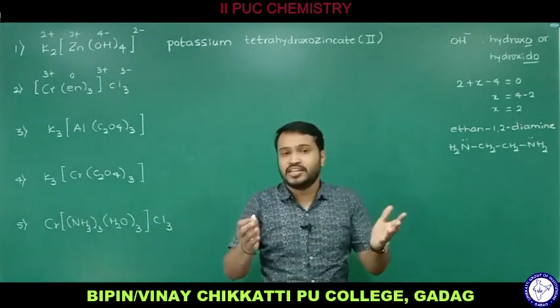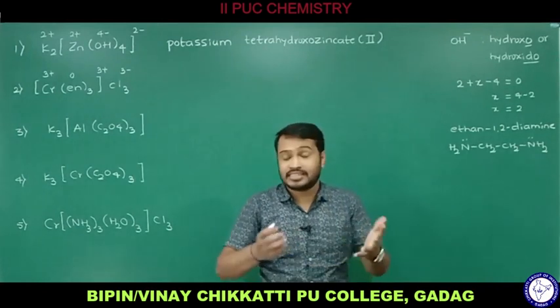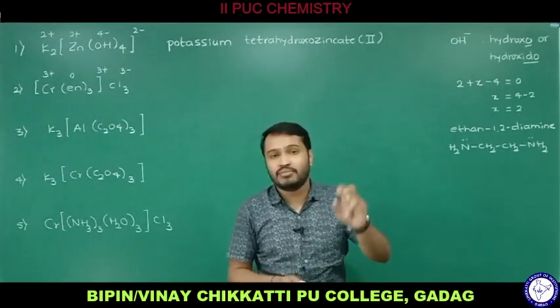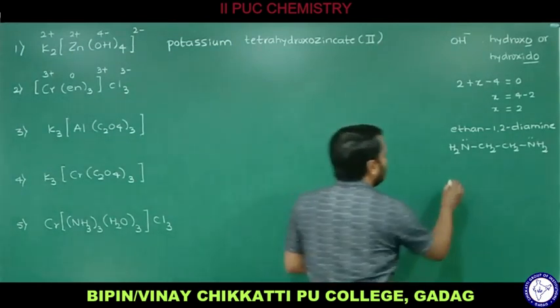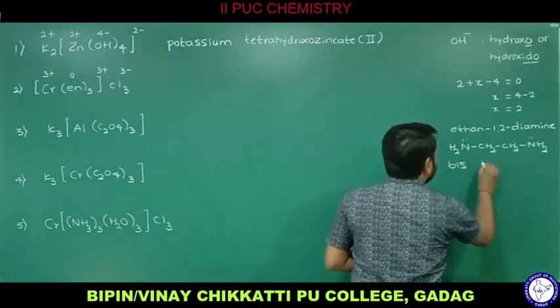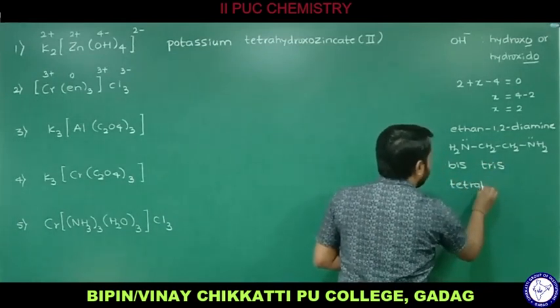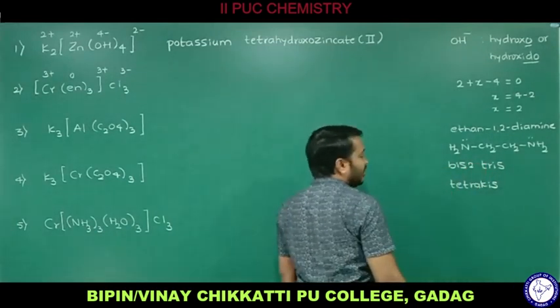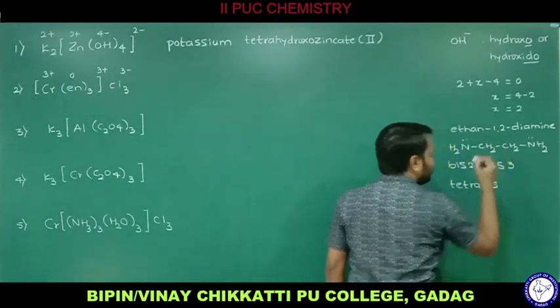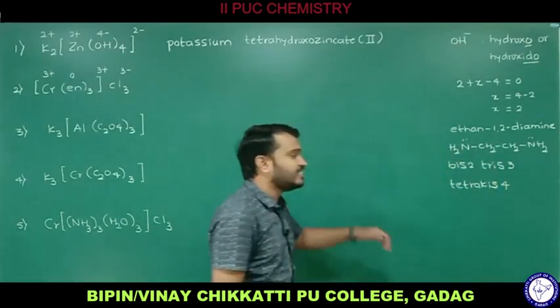Usually the normal prefixes like di, tri, tetra we are supposed to use. As I said, if the ligand name itself has a prefix, then you have to use prefixes like bis, tris and tetrakis. If it is 2, we are supposed to use bis. If we have 3 ligands, we are supposed to use tris. If we have 4 ligands, we are supposed to use the prefix tetrakis.